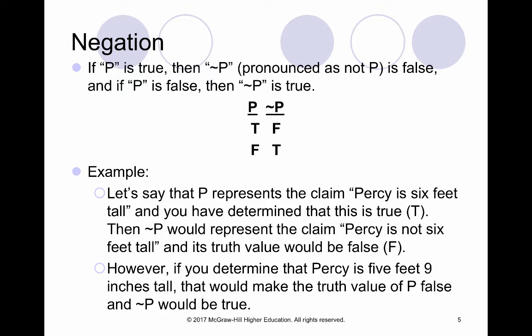So let's say that P represents the claim Percy is 6 feet tall, and you have determined that this is true. Then not P would represent the claim Percy is not 6 feet tall, and its truth value would be false. However, if you determine that Percy is 5'9" tall, then that would make the truth value of P false, and not P would be true.